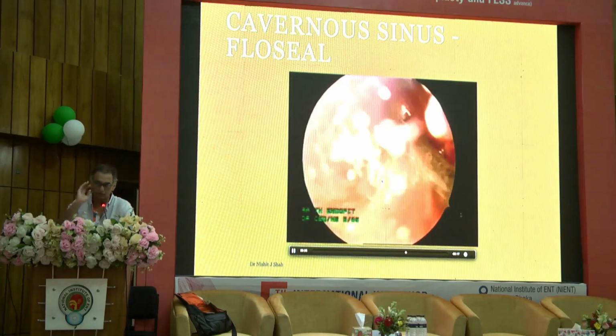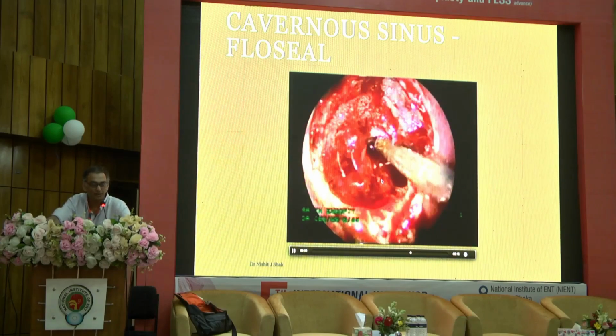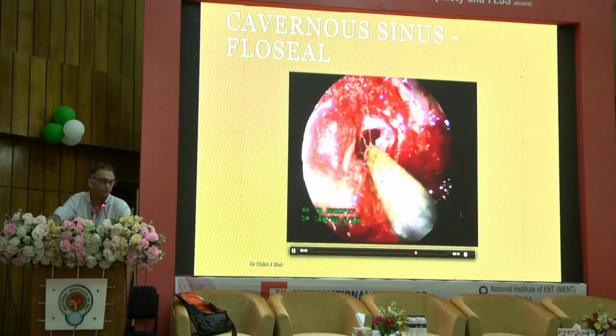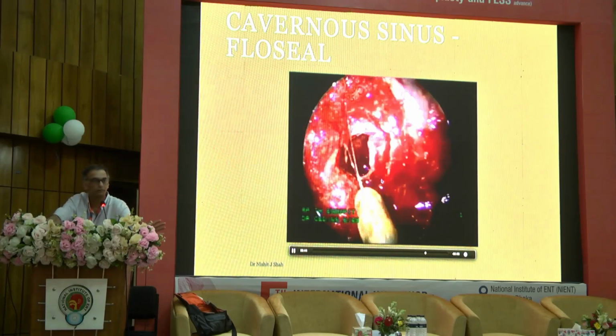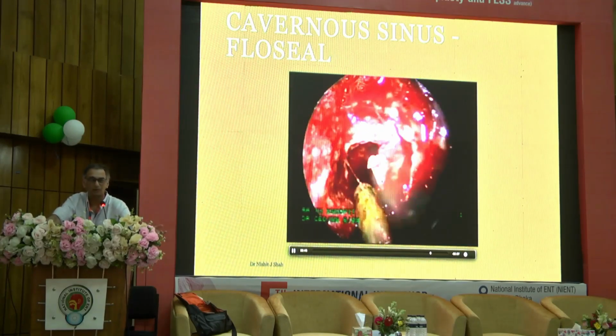If it's at the end of surgery, I won't waste money on FloSeal. I'll just put Surgiflo or Surgicel or gel foam. And it's not difficult to control cavernous sinus bleeding. Okay?